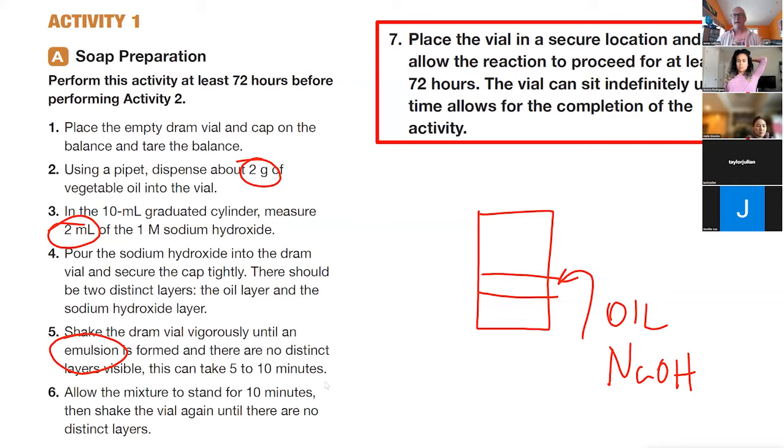And then we'll put it away in a dark, secure place, away from children and pets and everything else, for at least 72 hours. Then what'll happen is that we'll see the soap settle in the middle. It should be solid, but not super hard, and it should be white, or maybe a little beige in color. So we'll just get that reaction started today.